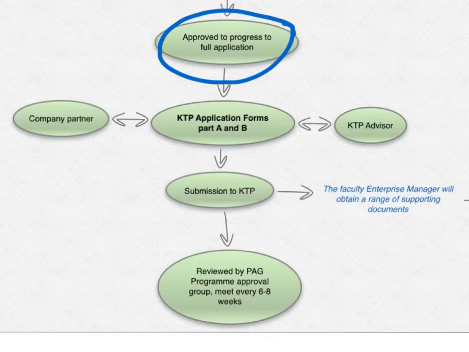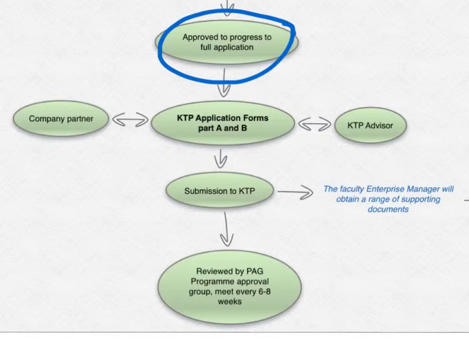The application is in two parts, Part A and Part B, and will also be available on the Moodle site for you to have a look at a blank one. This is quite a large application form, but is thorough and really helps the team of the KTP advisor, the company, and the academics bring together the project in a well thought out way.